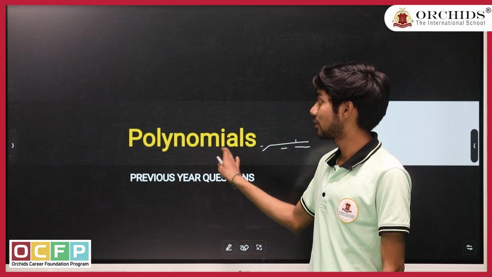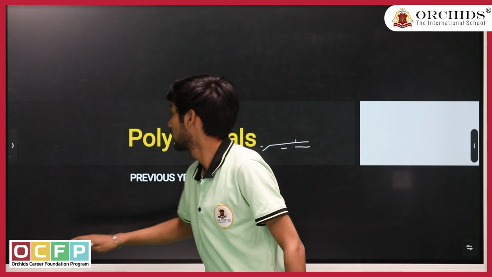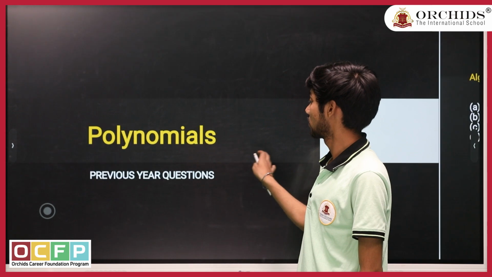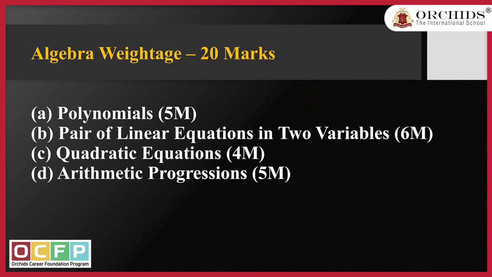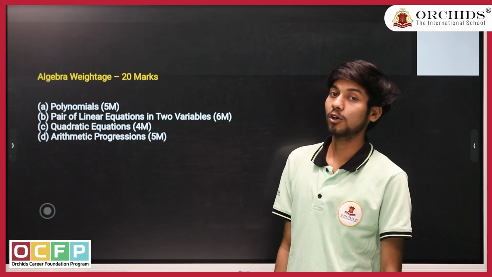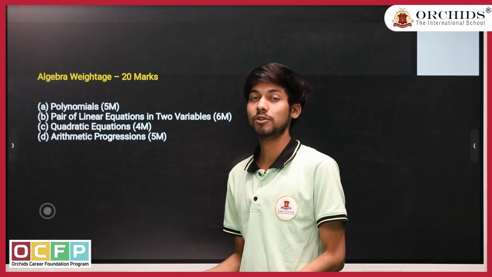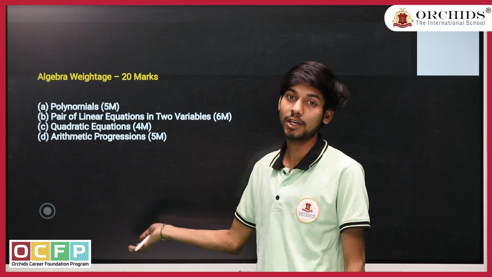So this chapter, the total algebra chapter, contains a weightage of 20 marks, in which polynomials varies between 5 to 6 marks every time. So it can be 5 or 6 marks.